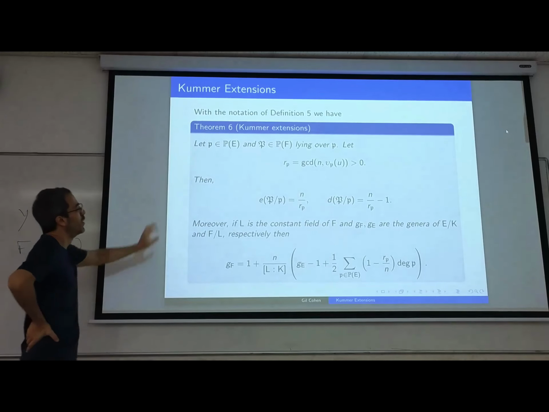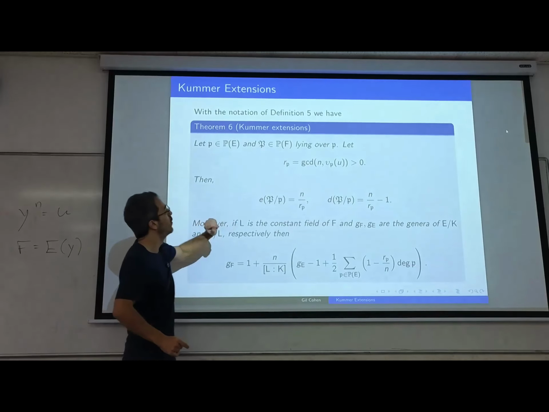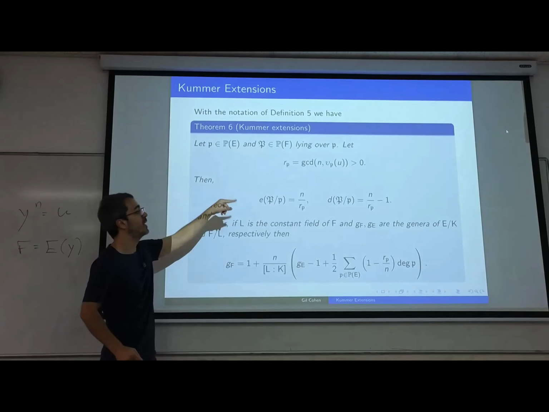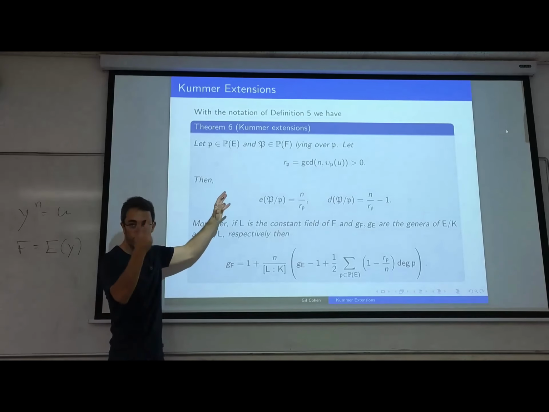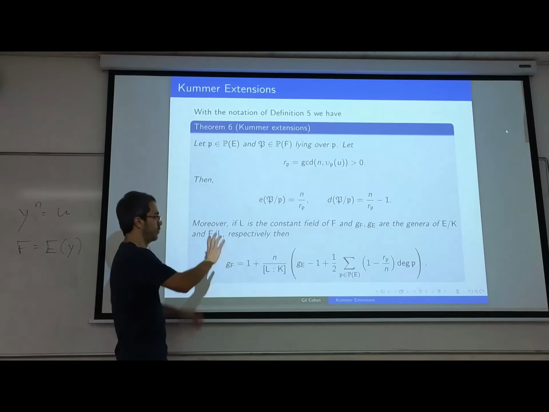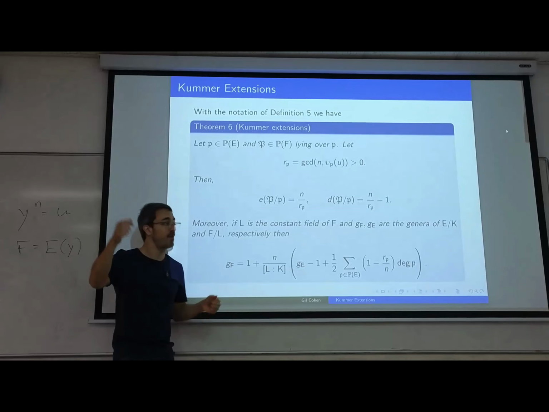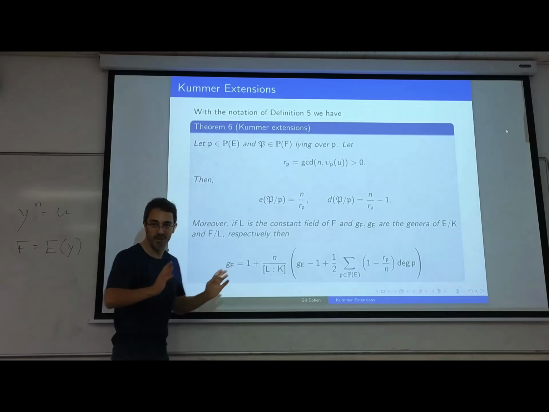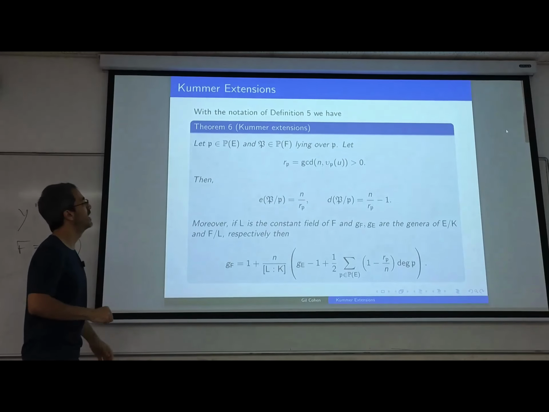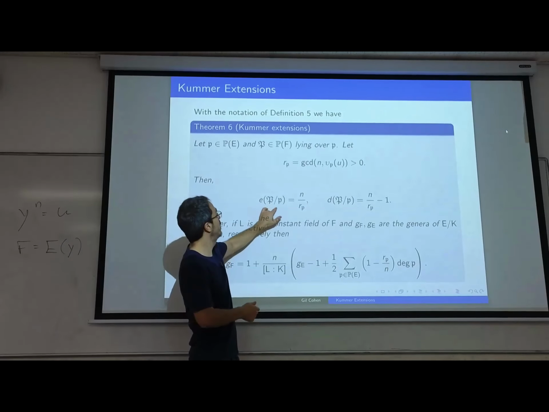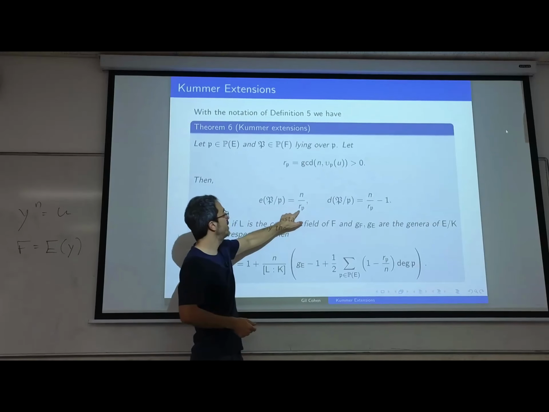Don't be ashamed. So with this number, which always divides n, of course. And by the way, note that it's very simple when n is prime. It has two options, n or 1. So when the degree of the extension is prime, things are even simpler. But generally speaking, what we are going to prove is that the ramification index is always n over r_p, r little p.